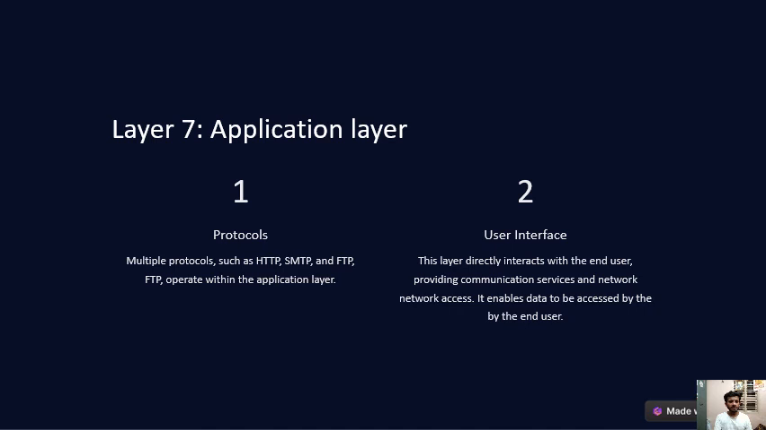Layer 7, Application layer. Protocols: multiple protocols such as HTTP, SMTP, and FTP operate within the application layer. User interface: this layer directly interacts with the end user, providing communication services and network access. It enables data to be accessed by the end user.